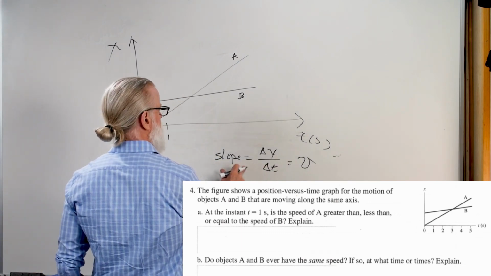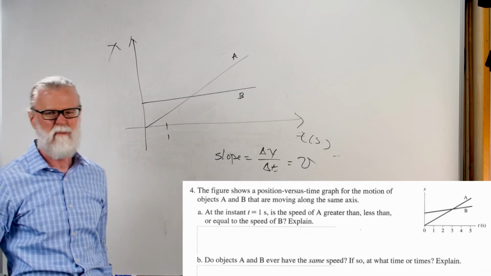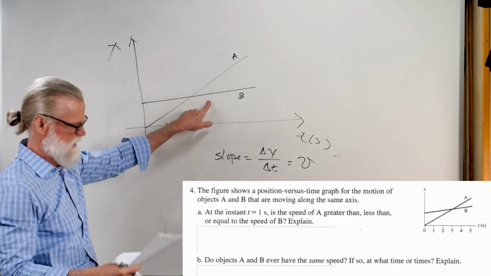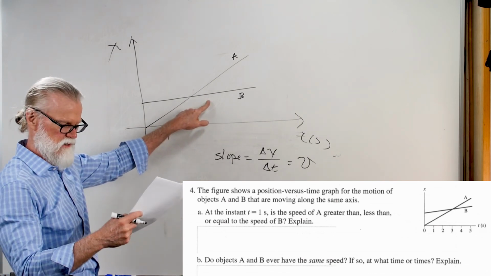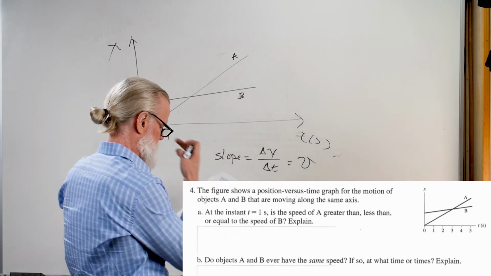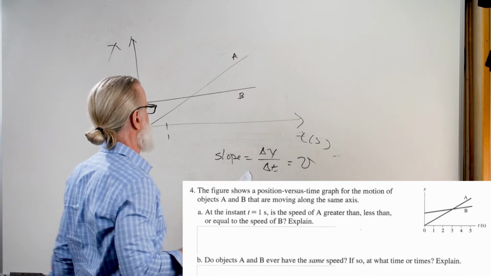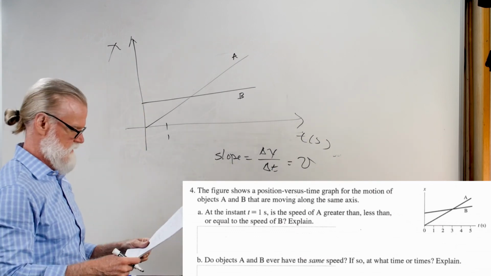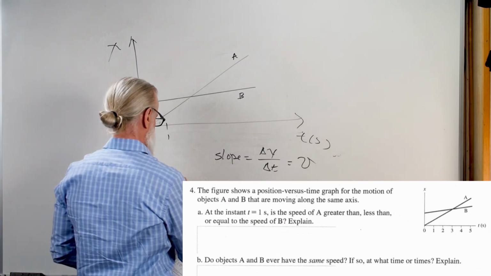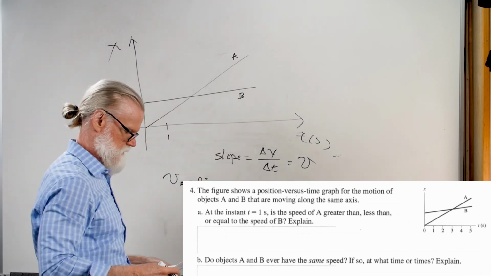So what do we got? All right. So the slope is the speed. All right. Well, they never have the same slope, so they never have the same speed. In fact, B, it looks like the way I drew it. Oh, well, it's at an angle, actually. I kind of drew it more horizontal than I should have. So B is definitely slower than A. A's got a steeper slope. A is faster. So the velocity of A is always greater than the velocity of B, or the speed. Either way.